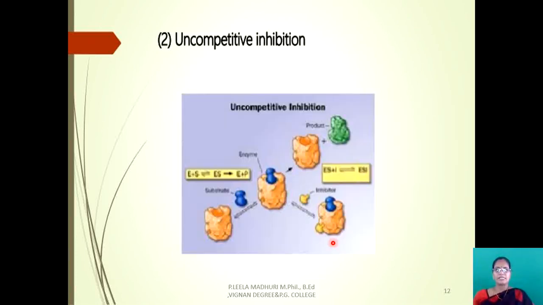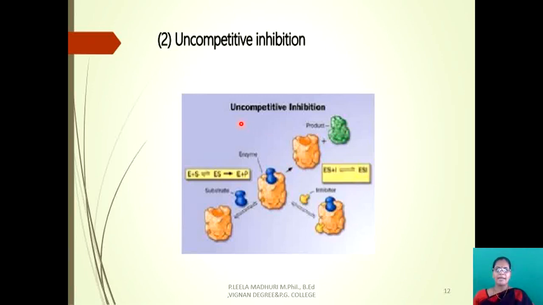So this is a representation of uncompetitive inhibition. I said that only after binding to the substrate, that is after the ES complex forms, the inhibitor will come and bind. So let us see. This is the enzyme, this is the substrate. This is the free enzyme and this is the active site. So enzyme plus substrate, E plus S, forms the ES complex. Generally, in the absence of inhibitor, this ES will be converted into free enzyme and product.